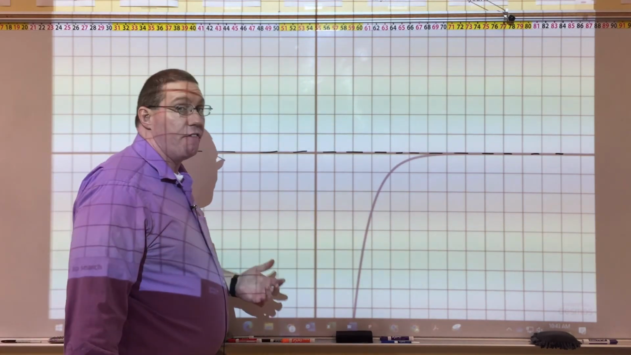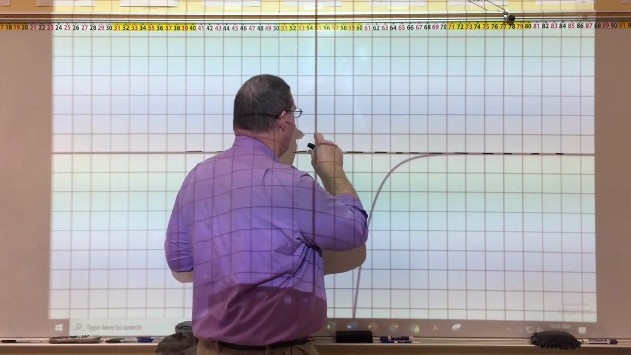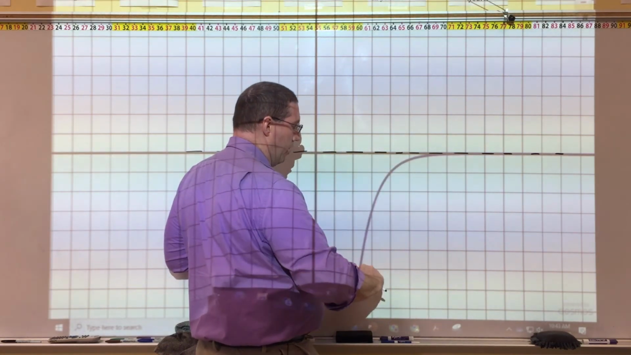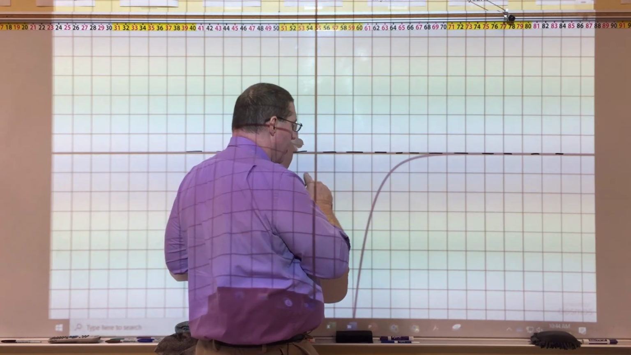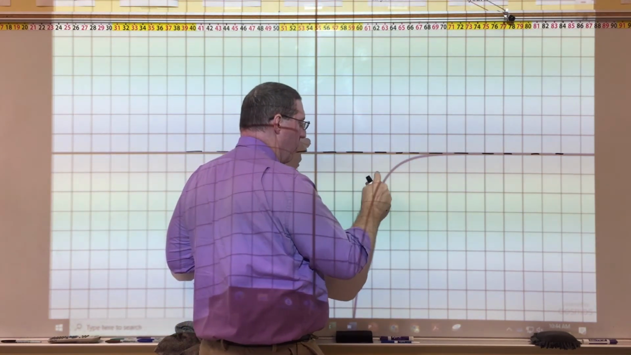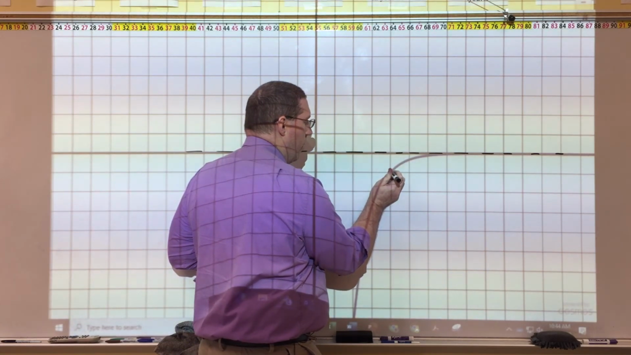Now I need to identify the point, right? So I'm either going to go 1 unit up or 1 unit down. Well, this curve is below the asymptote, so I'm going to go down from the asymptote, and then I'm going to go horizontally over to where the curve is, and boom, there is the point. All right.